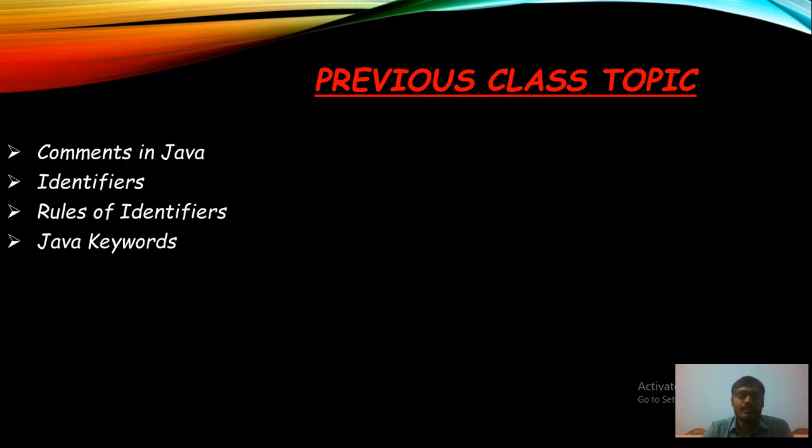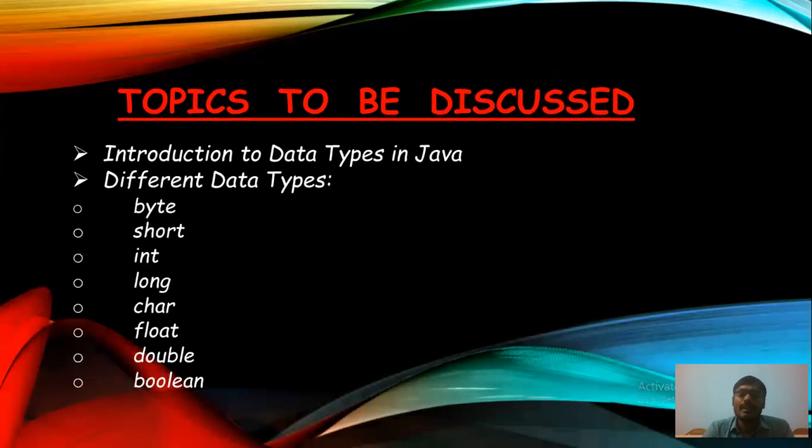So today I'm going to discuss the following topics: introduction to data types in Java, and different data types which are used in Java. These are the following data types: byte, short, int, long, char, float, double, and boolean. So where these data types are used, what is the importance of data types, why they are used. We will discuss all these things in this video.